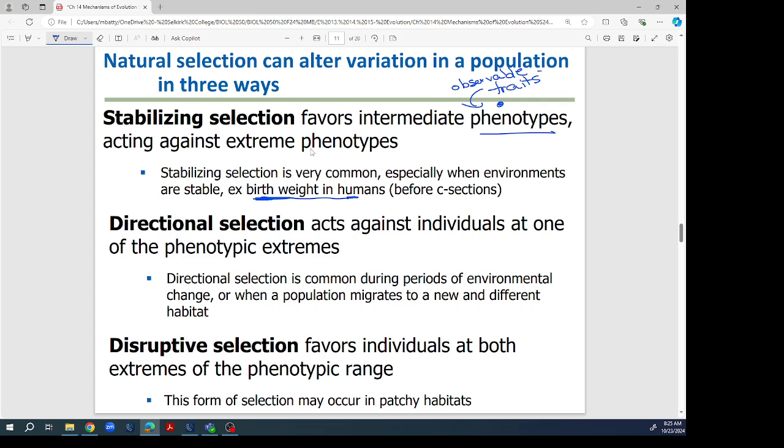And yeah, that idea of the mid mass being favorable. We could have directional selection, so that is like the birds that we just saw in the latest picture there, where it skews one way or the other. And so this is common during periods of environmental change, or if we have populations moving to different areas. So that idea of the beak size getting bigger, the beak size getting smaller, the extremes are supported. So disruptive selection, this is where both ends really are favored.